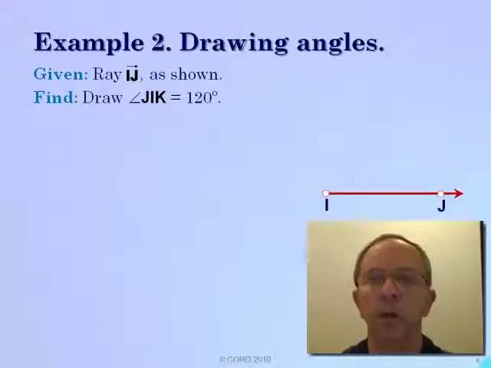Here's the one where we'll draw an angle using a protractor. So we're given ray IJ, and we're asked to draw an angle JIK. So we need to find a point K out here that will produce a 120 degrees angle.